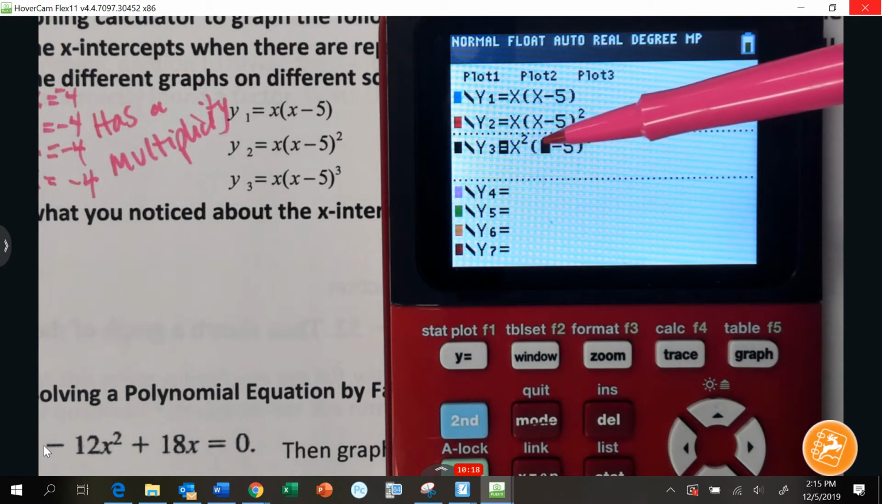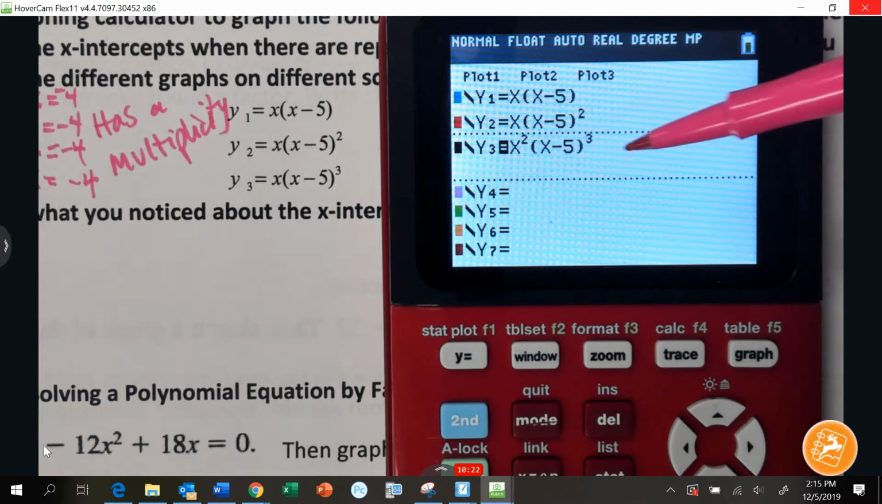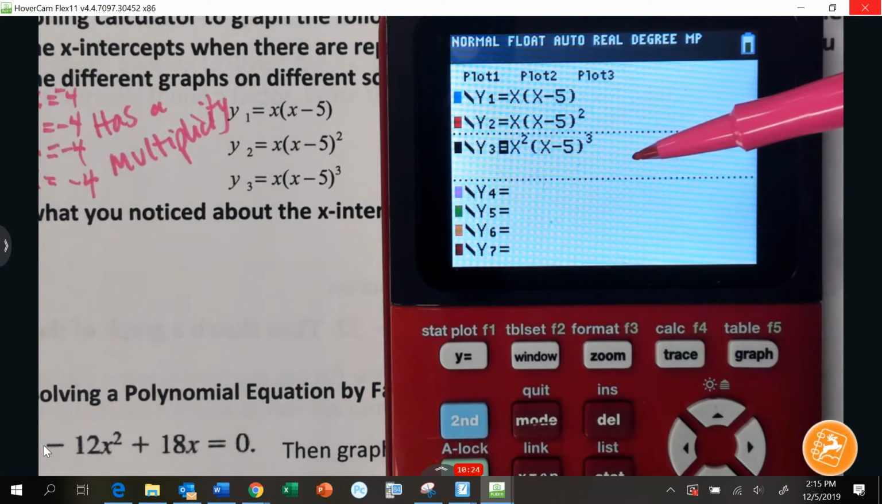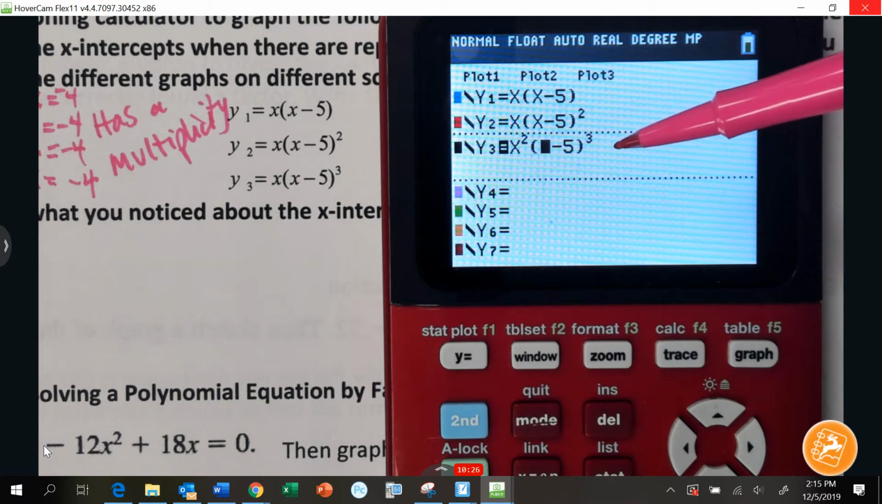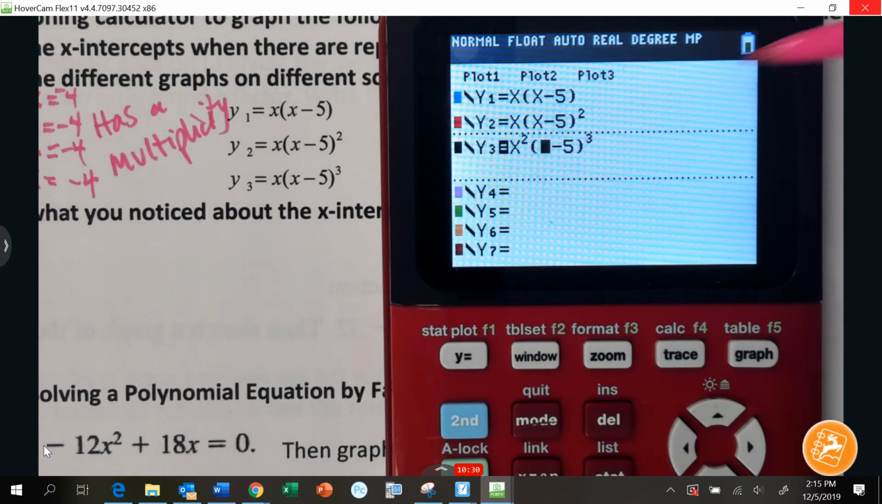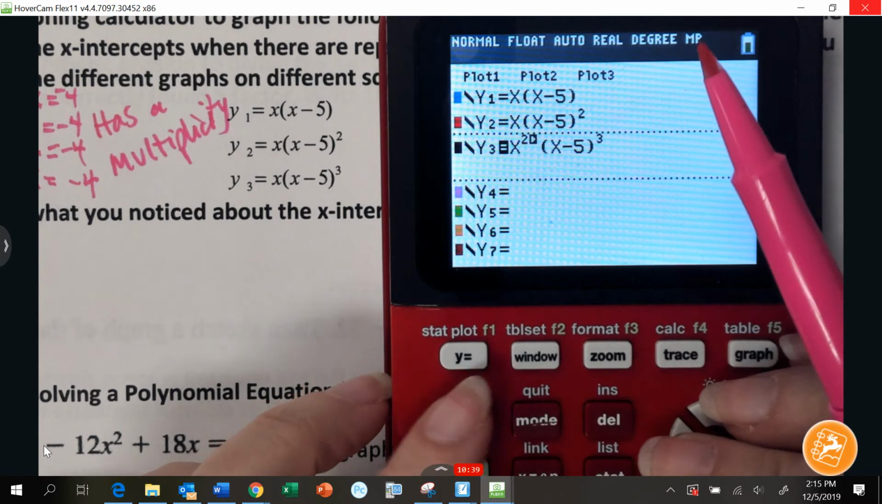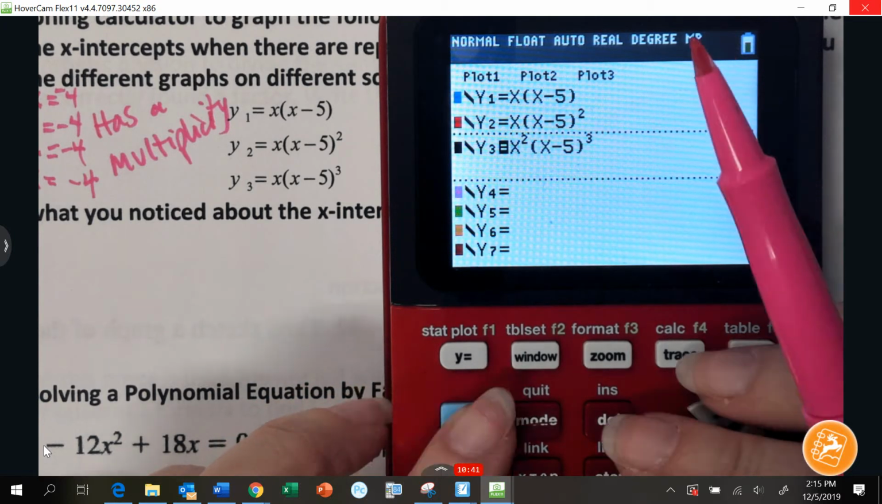But before I graph it, I now have 2 x's at x equals 0, and I have 3 x's at x equals 5. So this should be a 5 total degree, which means it's going to start down and go up. However, I don't know how stretched out it is. You guys want me to put something in front so it's not so stretched out? Is it stretched out bad?